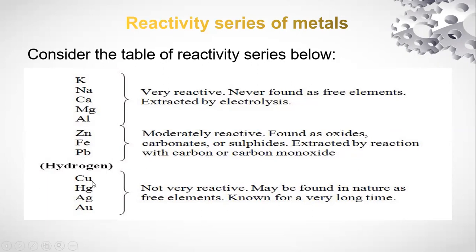Then the last group consists of copper, mercury, silver, and gold. These are the ones found at the bottom. They are not very reactive, and they may be found in nature as free elements. So they exist by themselves. They are more often free elements compared to the ones at the top, which are very reactive and cannot be found as free elements. So these are the ones that are not reactive, they can be found freely in nature. They have been known for a very long time, since they can be extracted from the Earth's surface.